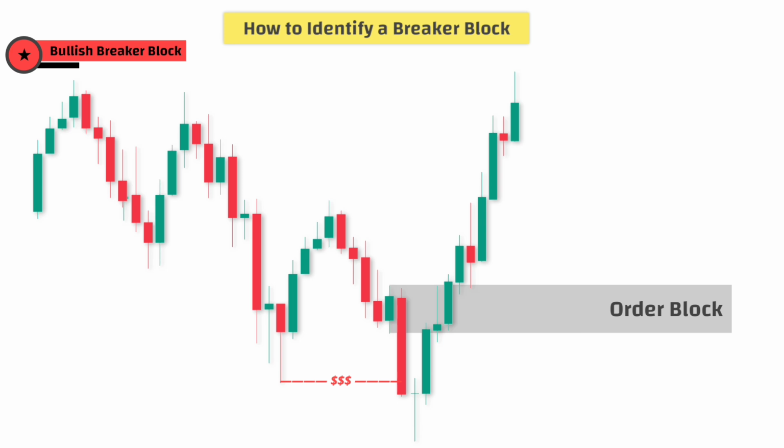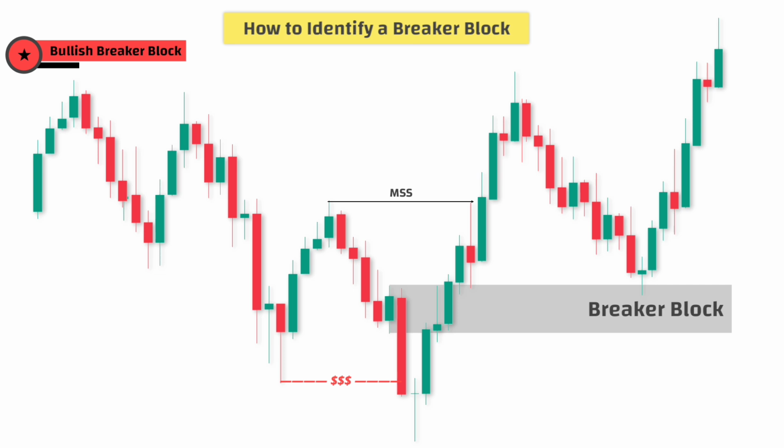After the liquidity sweep, look for strong bullish displacement. This move must break above the most recent lower high, creating a market structure shift. The break of that lower high confirms that bearish structure has been invalidated. At this point, the original bearish order block that failed to produce continuation becomes the bullish breaker block. When price retraces back into that zone from above, it often acts as support, offering a continuation entry in the new bullish direction.